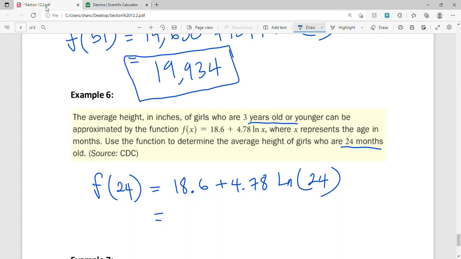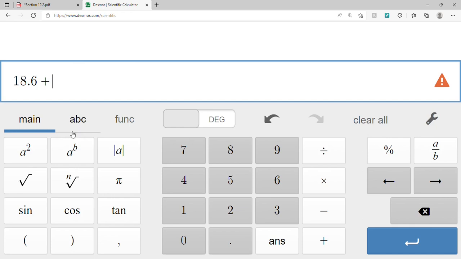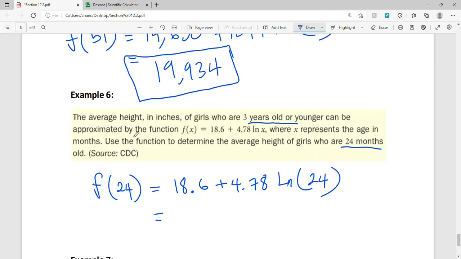We have 18.6 plus 4.78 times the natural log of 24. And we have approximately 33.8. That means our 24-month-old girl is approximately 33.8 inches tall.